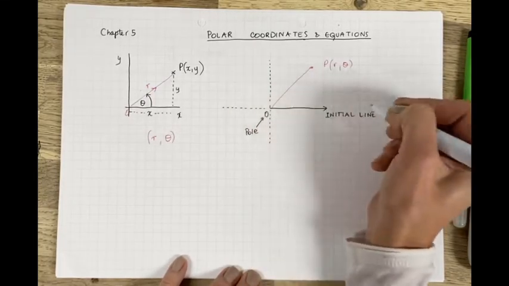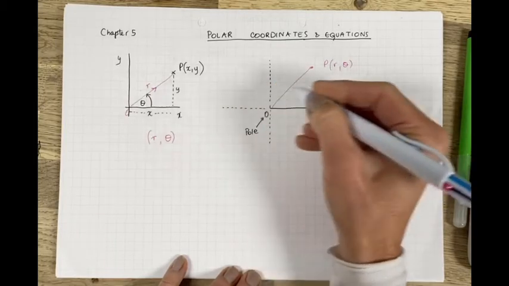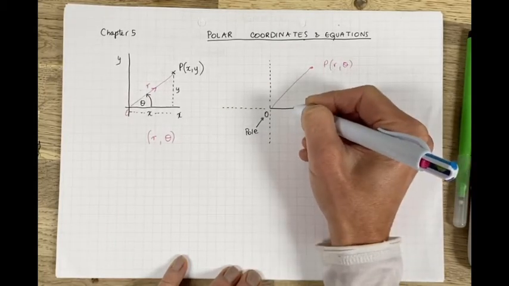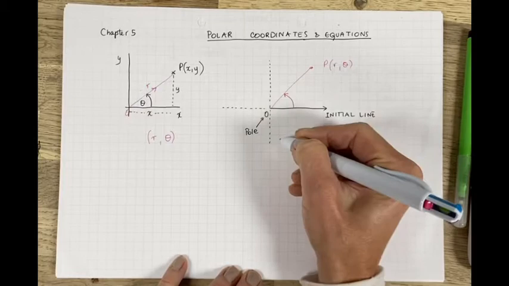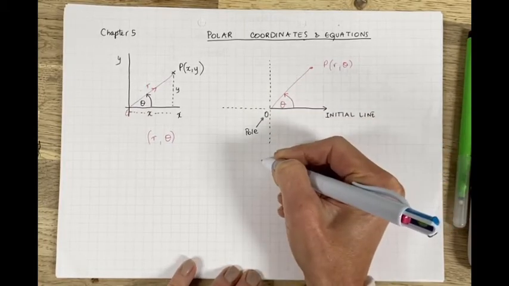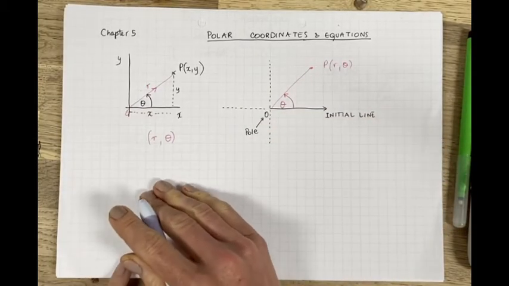The second value you give is theta. Theta is measured from the positive x-axis, or from the initial line, anti-clockwise. There you go. Okay, so let's just write a few definitions.